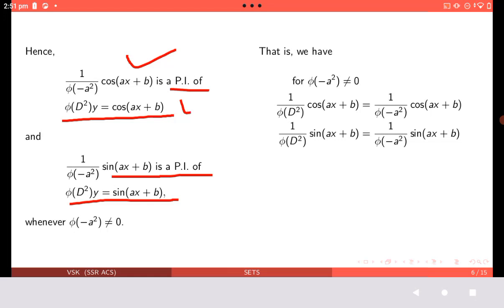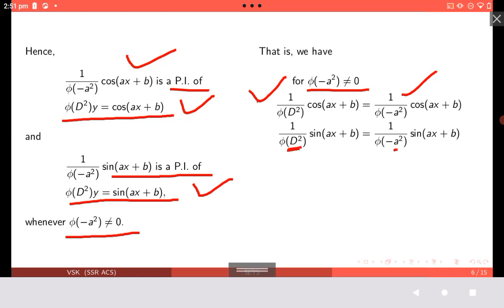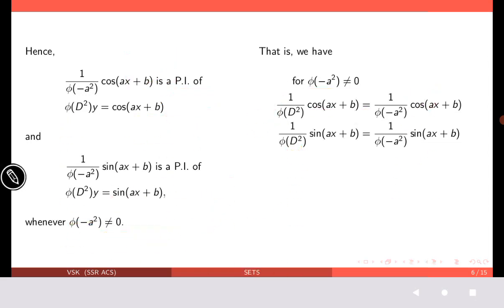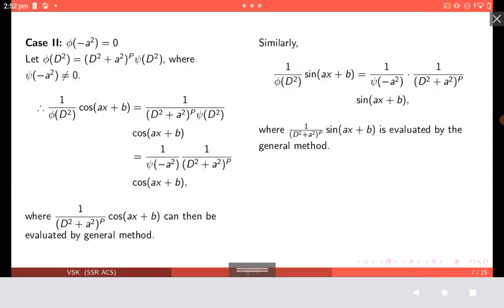So the same way with cos and sin, we'll get the same result whenever phi(minus a squared) is not equal to 0. That is, for phi(minus a squared) not equal to 0, whenever we have to evaluate this, simply D squared is replaced with minus a squared, and we get the particular integral. Now case number 2: if phi(minus a squared) is equal to 0.